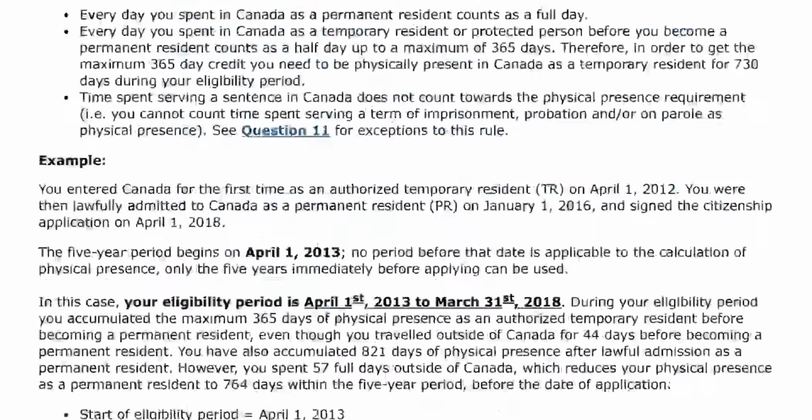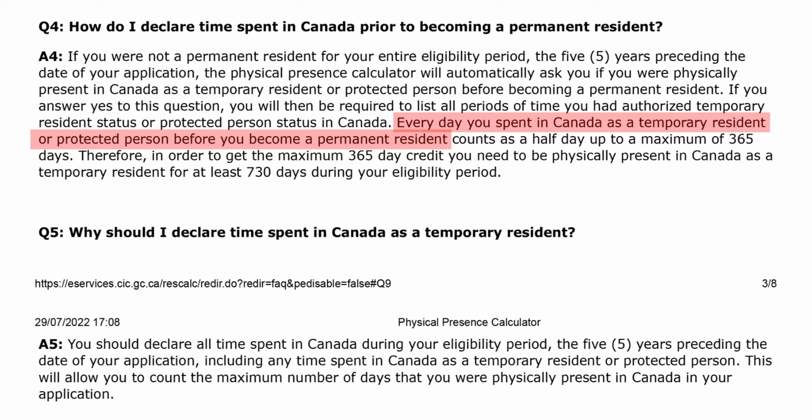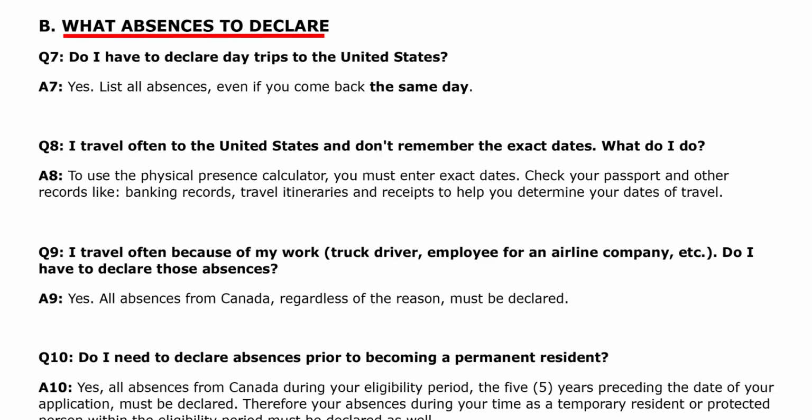Do you know, applicants may now count each day they were physically present in Canada as a temporary resident or protected person before becoming a permanent resident as a half day towards meeting the physical presence requirements for citizenship, up to a maximum credit of 365 days.